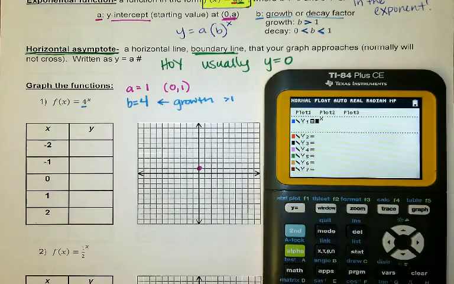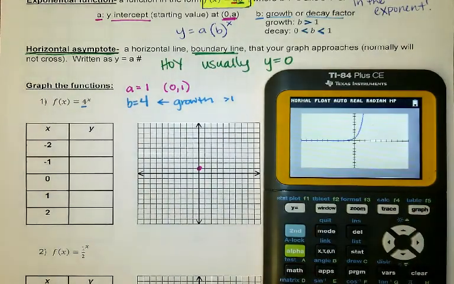Does anyone have a hard time typing in that 4 to the x into their calculator? Yeah? Okay, so what do we need help with? Talk to your neighbors, make sure that you guys can type it in. This is what it should look like. Now hit graph. You hit graph, this is what you should see.